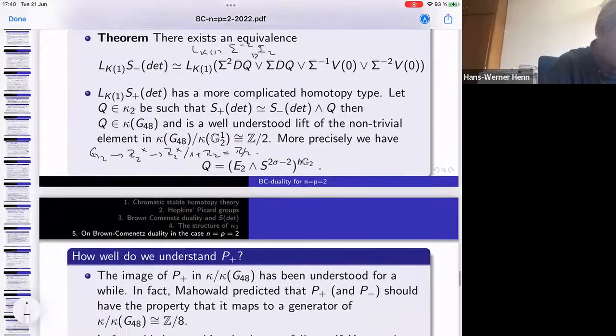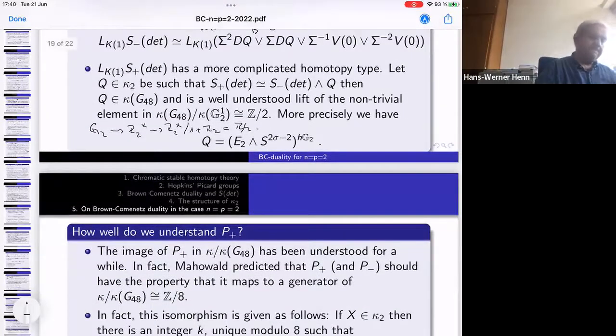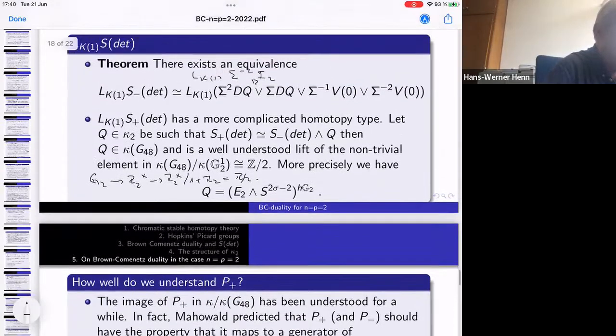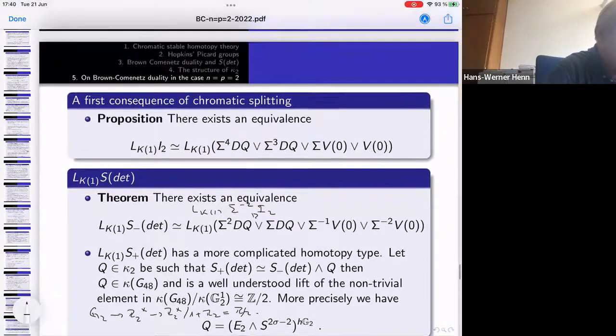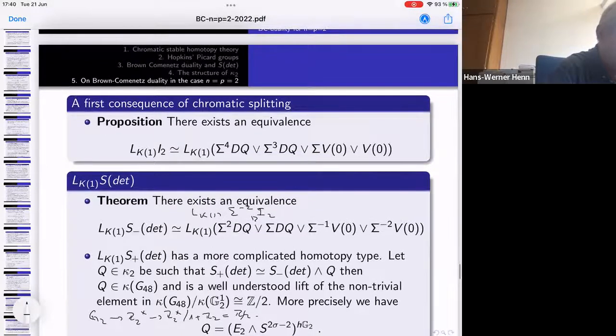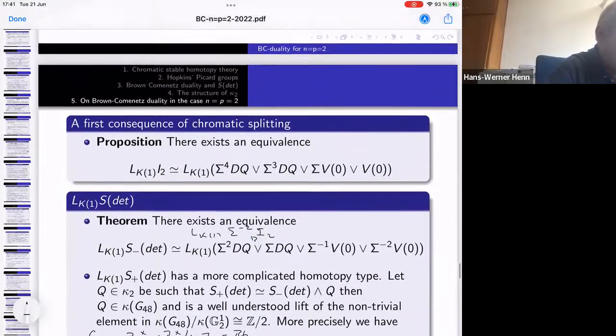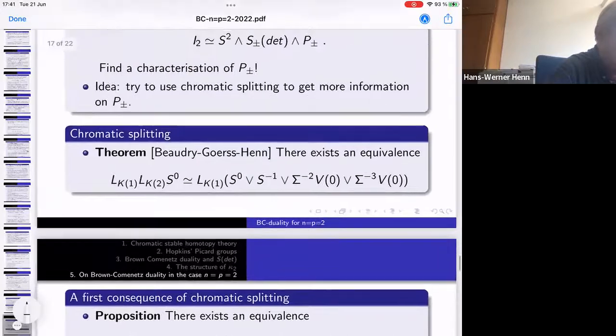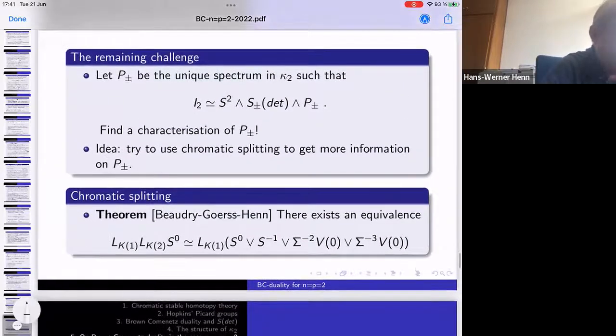Well, so how well do we understand P plus? We have LK1 of S minus det, which we have very well under control. And the hope was that this would tell us something about the spectrum P plus or P minus.